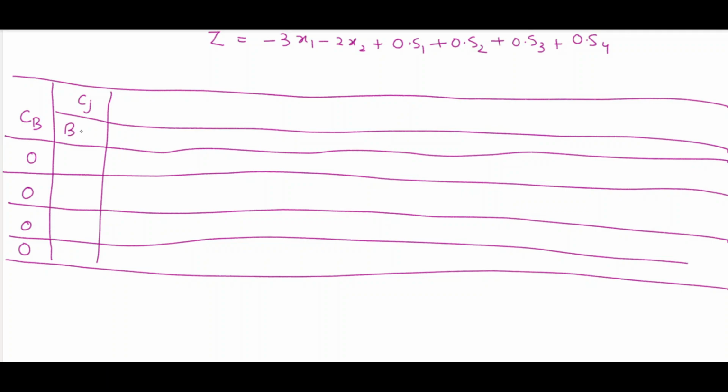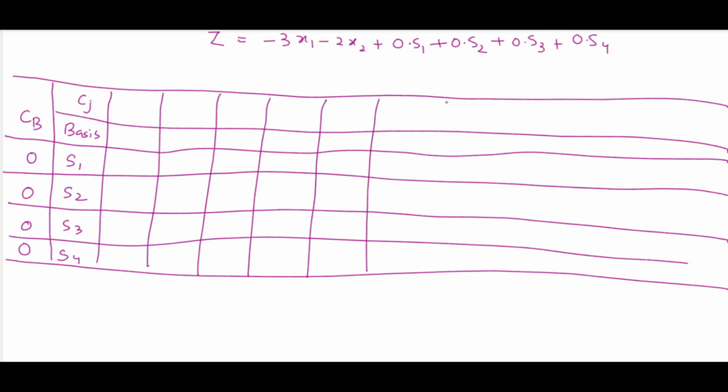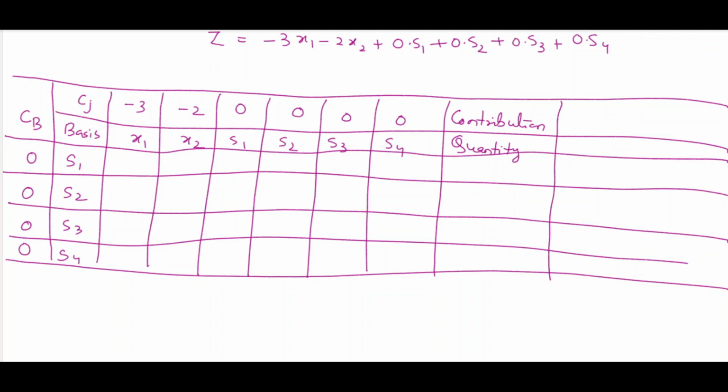And here you write down the basis. This is your S1, S2, S3, S4. And here X1, X2, S1, S2, S3, S4. And these are the coefficients of your variables in the objective function, that is your minus 3, minus 2, 0, 0, 0, 0. And the next column is the contribution quantity. Here we don't have the minimum ratio column that we used to have in maximization and minimization problems. Now we'll fill in everything else here.